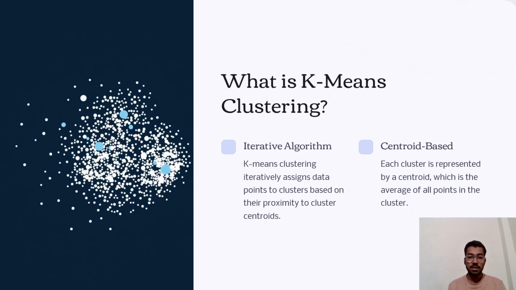So let us now understand what k-means clustering is. It is an iterative algorithm. K-means clustering iteratively assigns data points to clusters based on their proximity to the cluster centroid. Each cluster is represented by a centroid, which is the average of all points in the cluster. Basically, k-means clustering is a clustering method in which there is a centroid of each cluster, which is the average of all the points in the cluster.